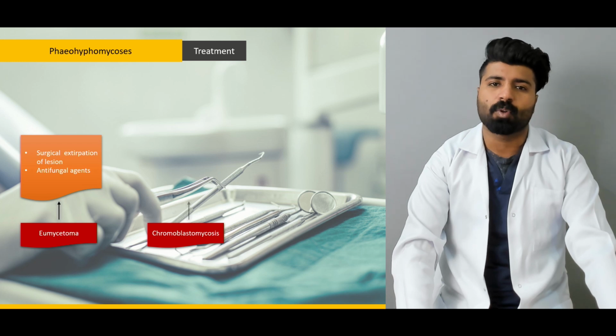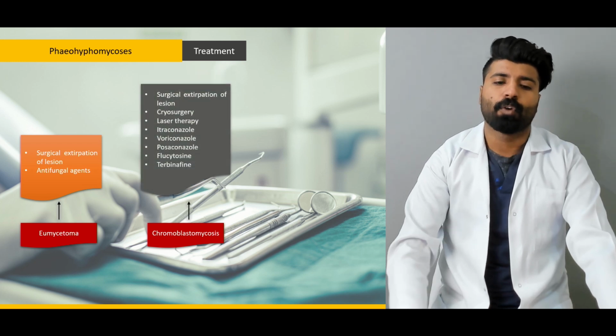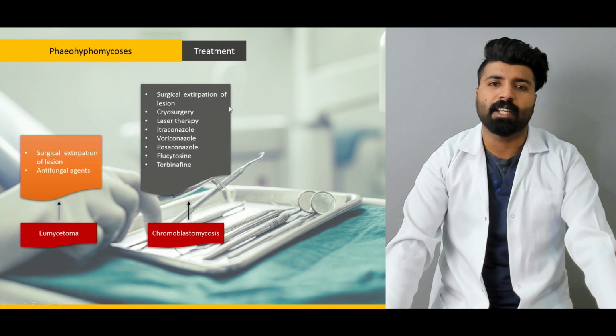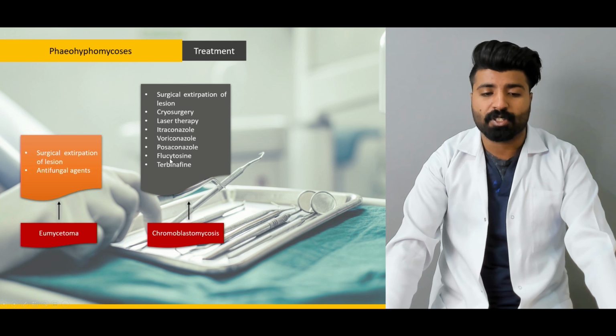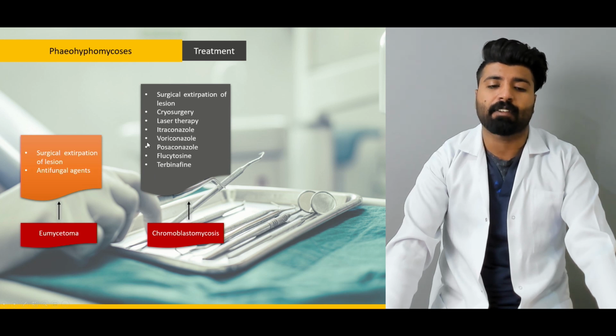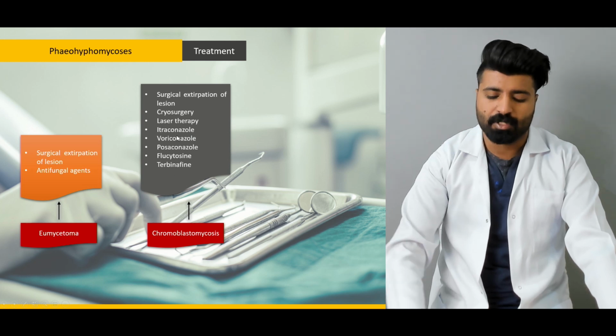In chromoblastomycosis, what we do is go for the surgical extirpation of the lesion, if there is any. If the lesion is present on the foot, you have to extirpate that. You can go for cryosurgery, you can go for laser therapies, you can go for itraconazole, voriconazole, posaconazole, flucytosine, and terbinafine. Now, these are the antifungal agents. It means that it also has to do with the surgical extirpation with cryosurgery and laser therapy and antifungal treatments.